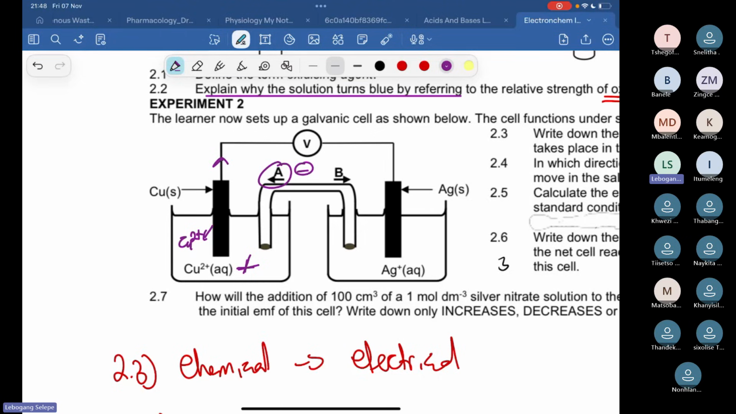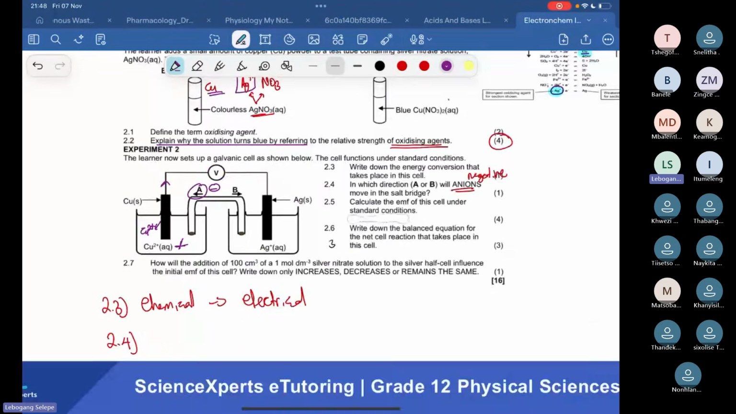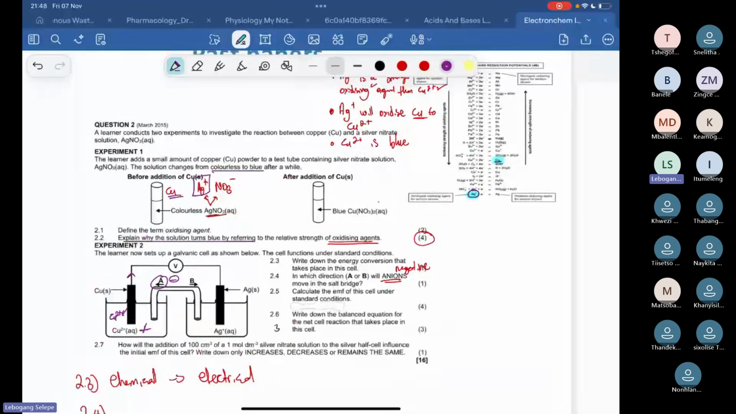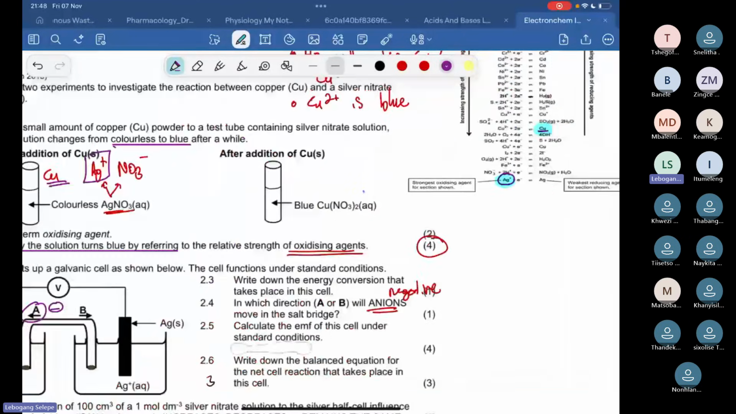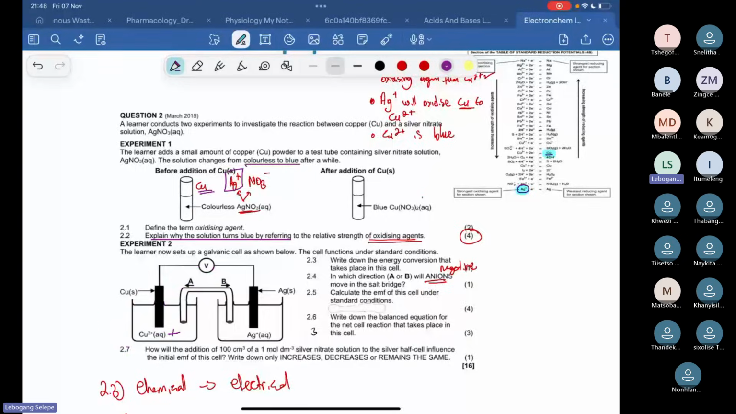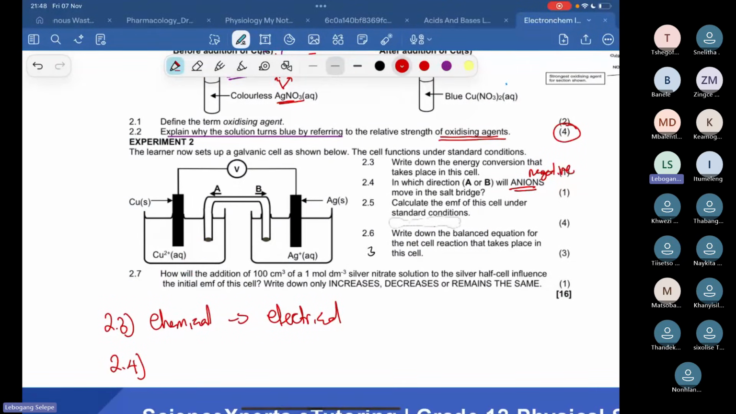Is it making sense, guys? No, sir. Please explain again. We went to our table, right? Let's look at the substances that are involved in this galvanic cell. We have Cu, which is a donator of electrons. We have Ag, which also is a donator. We have Ag plus, which is an acceptor. Cu2 plus is an acceptor.